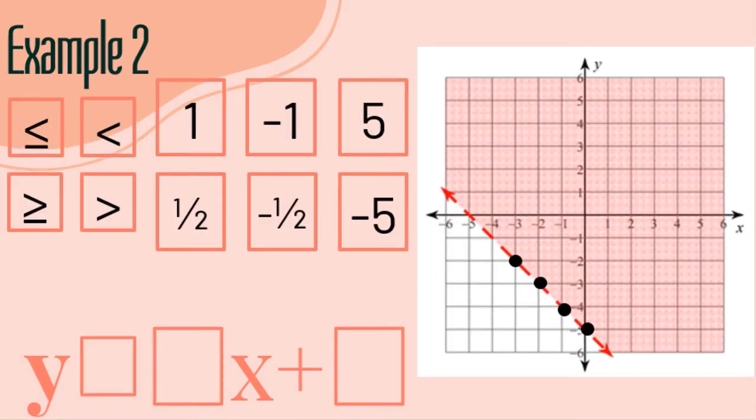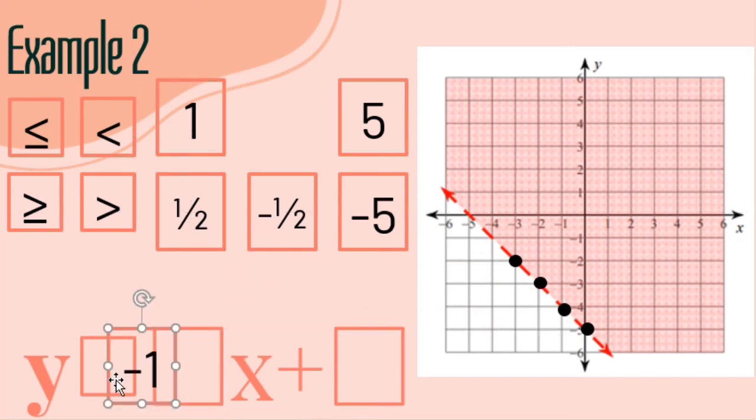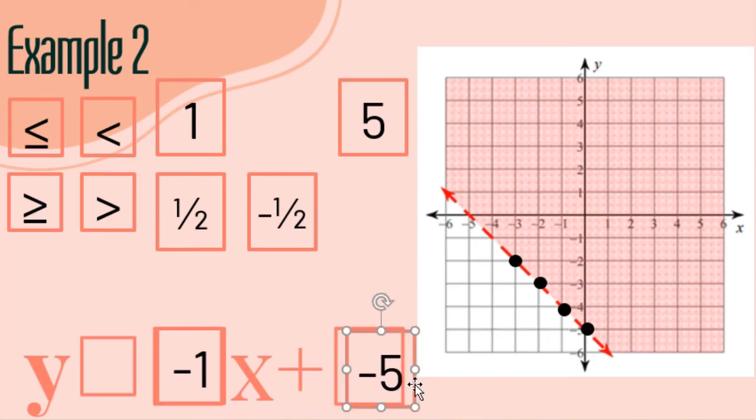All right, the next example we're going to look at, we're going to do some drag and drop. So we're still looking for the key information. So first let's talk about my m. My m from dot to dot. I'm going down 1, right 1, down 1, right 1. 1 over 1 is 1, but my line is going down, which means my m is -1. Second step, b value. Where do I cross the y-axis? Well, if I look on the y-axis, I exist at a -5. So -5 is my b value.